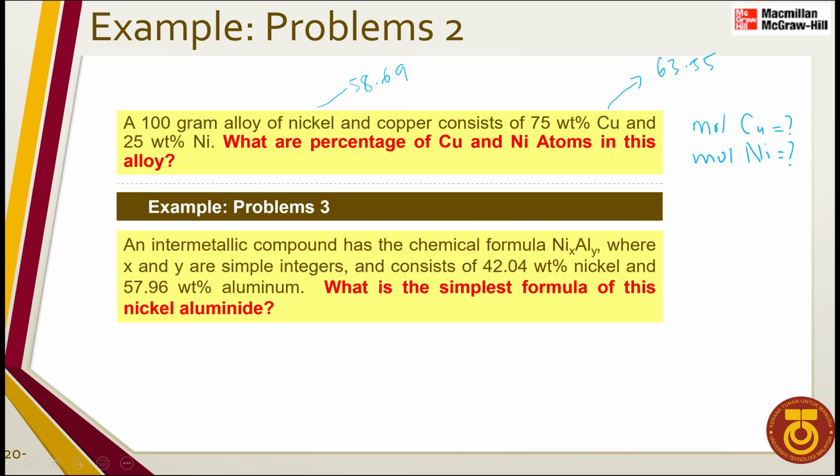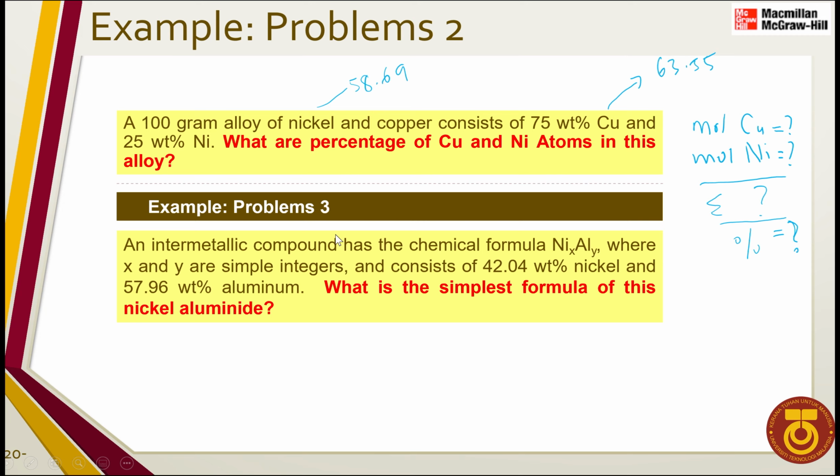After you get the mole value for copper and nickel, you can get the percentage, and after that you can get the atoms in this percentage. Okay, so please post your answer in the e-learning. Okay, easy, right? So after you calculate the mole for copper, mole for nickel, and then you get the total, and then get the percentage of each atom.